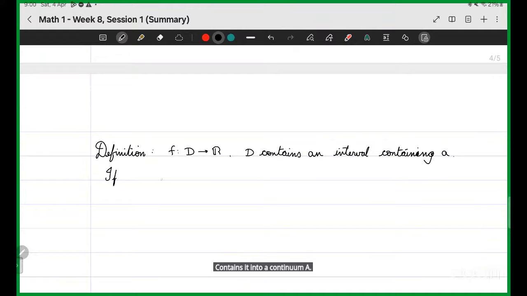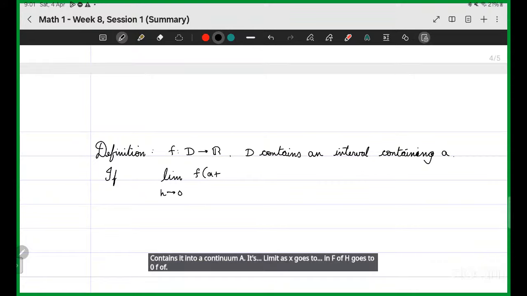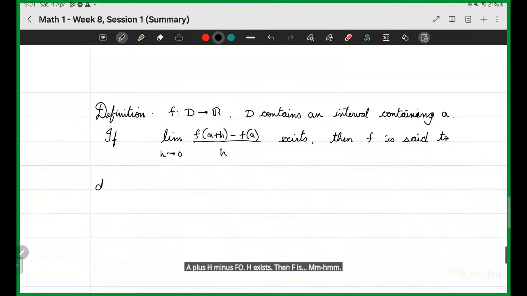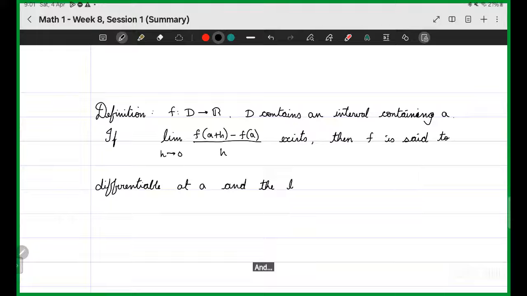If the limit as h goes to 0 of f of a plus h minus f of a divided by h exists, then f is said to be differentiable at a, and the limit is called the derivative.